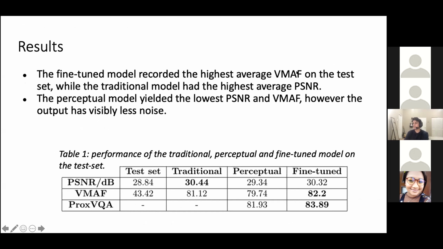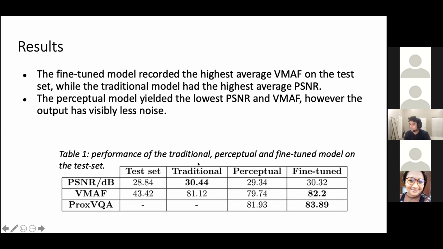So some initial results here, we could see that the fine-tuned model, which is the model that trained on MSE first and then perceptual afterwards, recorded the highest average VMAF on the test set, while the traditional model had the highest average PSNR. The perceptual model yielded the lowest PSNR and VMAF. However, the output has visibly less noise. So these are some very interesting results we got here.